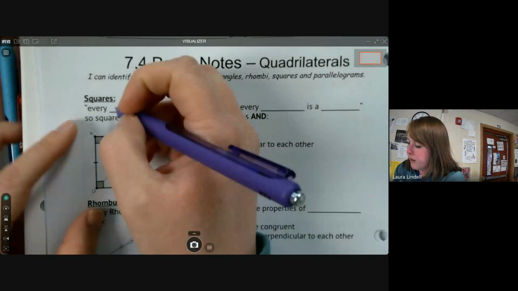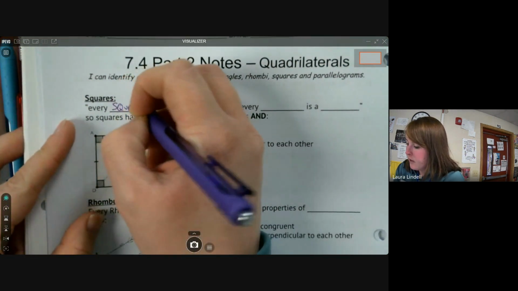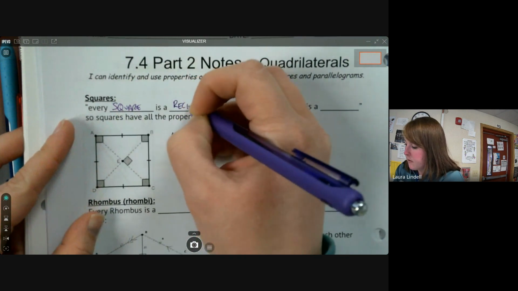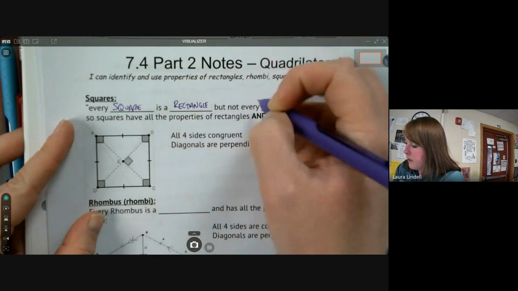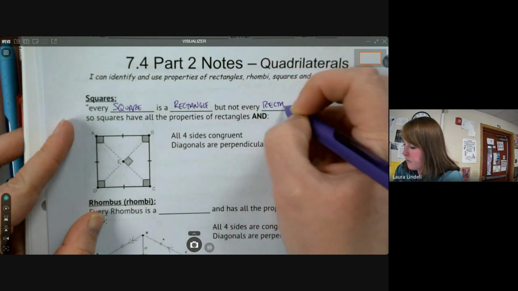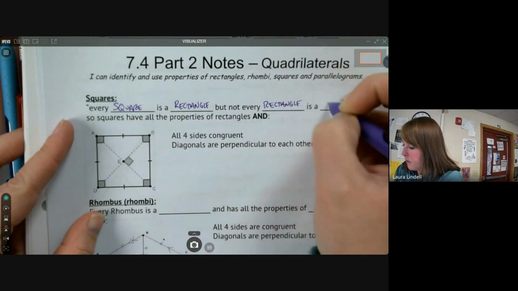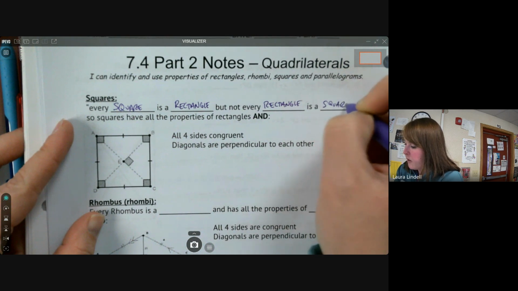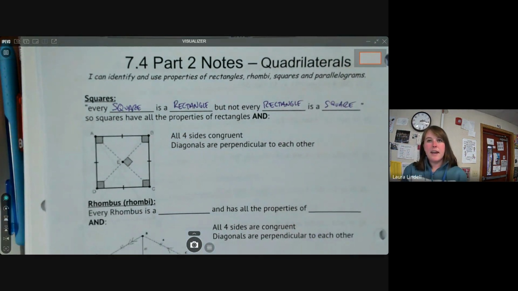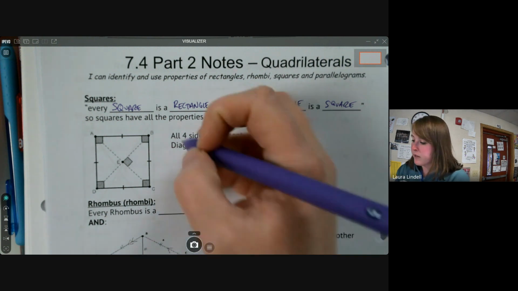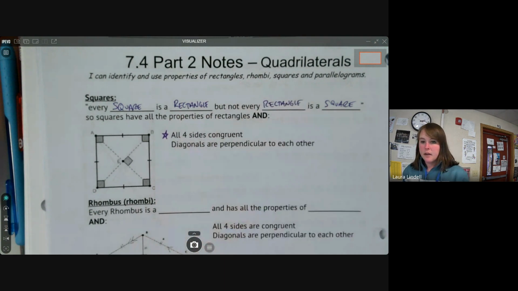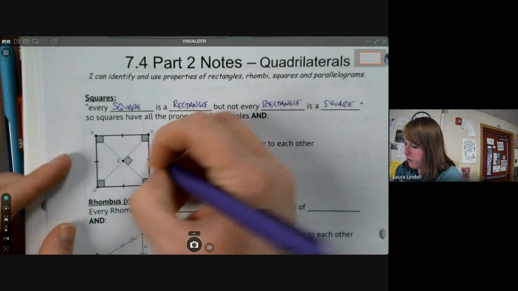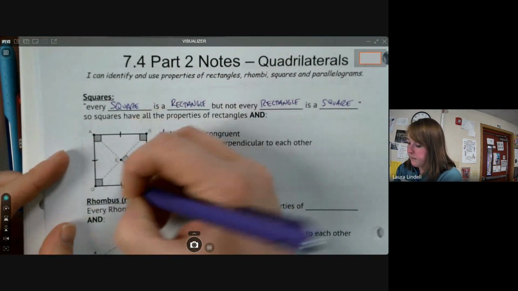Well, let's start with, every square is a rectangle, but not every rectangle is a square. Which means that squares basically have all of the properties of rectangles plus a few extra. So the extra properties that they have is that all four sides are congruent to each other. So as we can see in our picture here, all four sides are the same length.